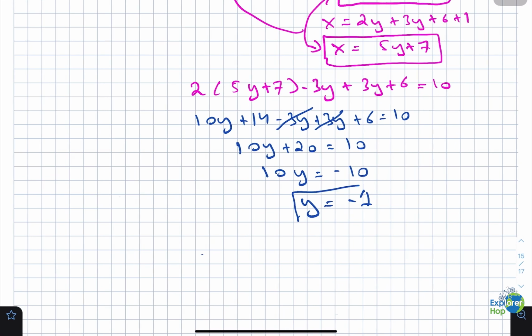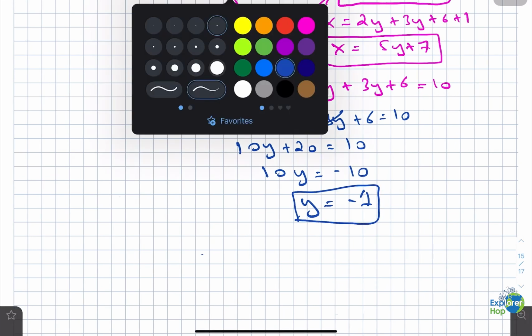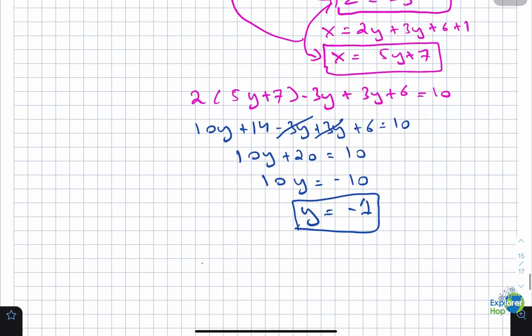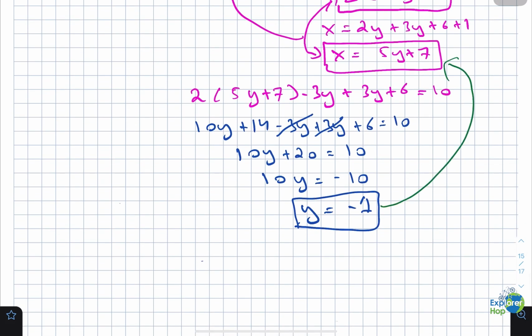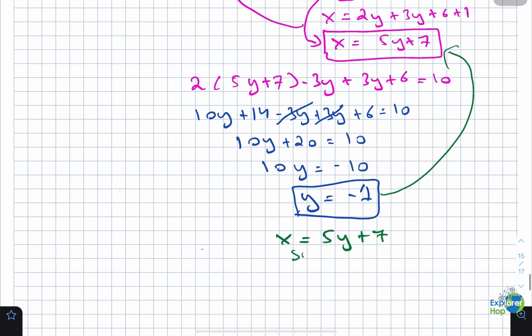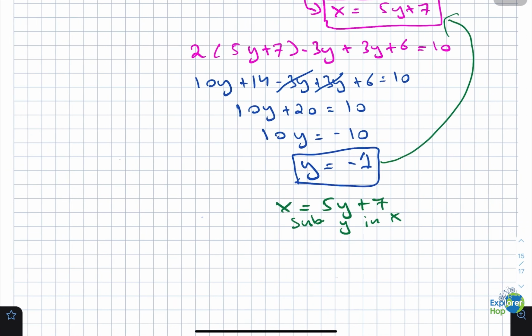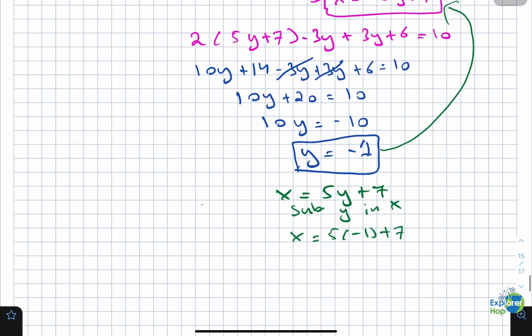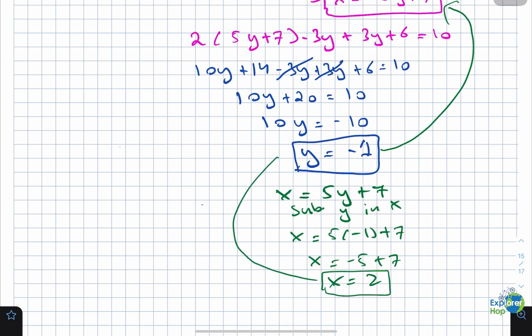Now we have found the value of y. We can find the value of x by substituting this y into x, which is 5y plus 7. Substituting y into x gives me x equals 5 times minus 1 plus 7, which gives x equals minus 5 plus 7. Therefore x equals 2. So now we have found x and y.